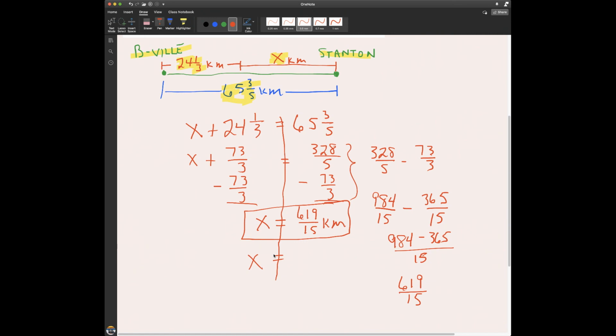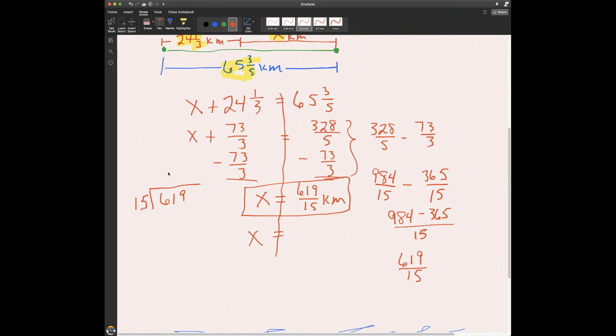So 619 divided by 15. We're going to practice this. We're going to do a little long division. Why? Because it's good to practice some old skills every once in a while, and we're going to end up writing a mixed number from doing the long division.